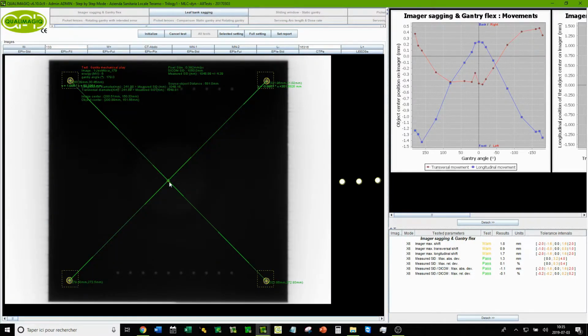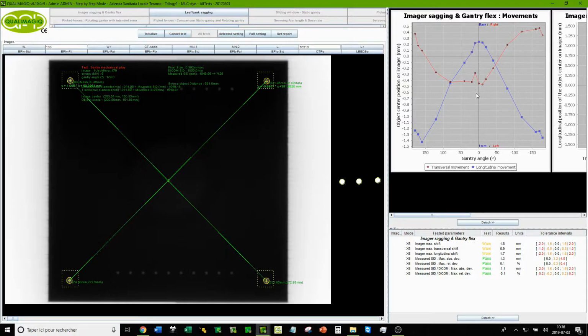We have now detected the center of the cross described with the 4 external balls, and we have these 2 curves. How the center of the cross, the reference point coming from the source, moves relative to the imager, head-foot for the blue curve and right-left for the red curve. The blue curve is the gantry flex. The red curve represents the sagging of the portal imager. As you can see, the amplitude of the movement is 1 mm for the sagging of the portal imager on the red curve and is approximately twice that, 2 mm, for gantry flex.